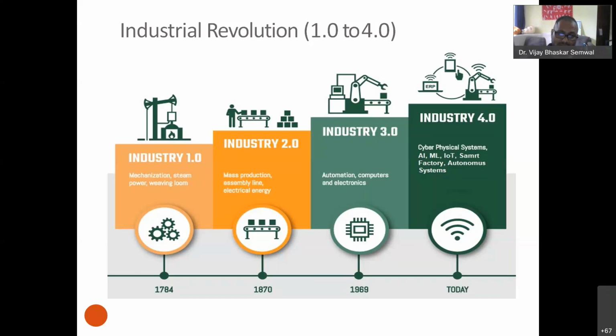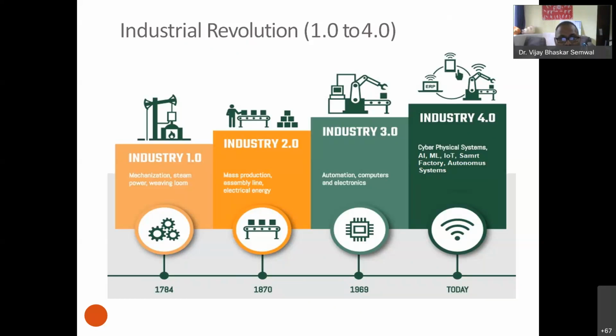In 1969, we got autonomous computers and electronics. The moment the computer arrived, automation happened. Most of the things were performed by the computer. Now you can see that without a computer, it is difficult to perform a particular task. And now in Industry 4, we have cyber physical systems.